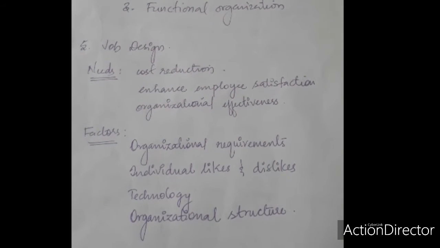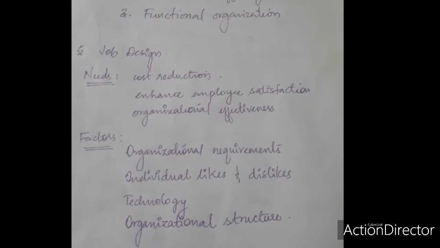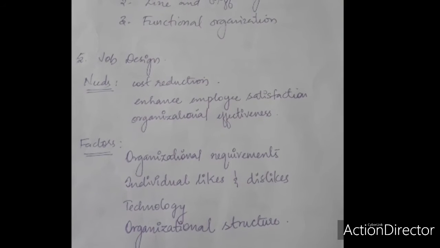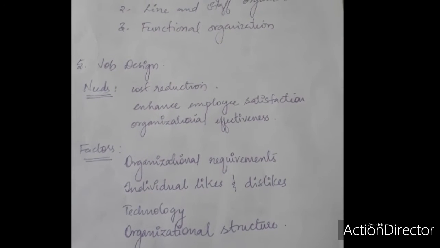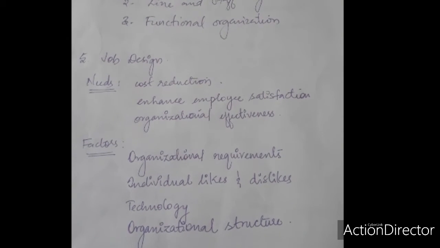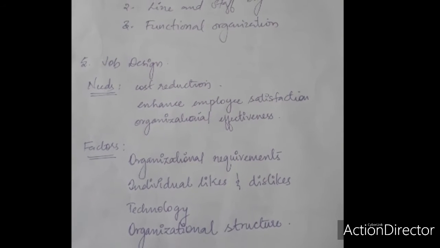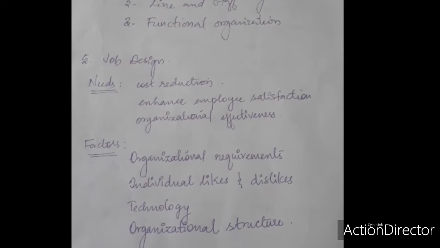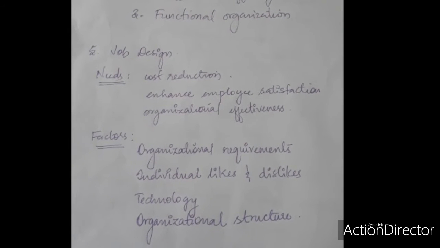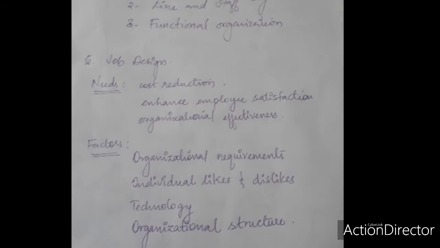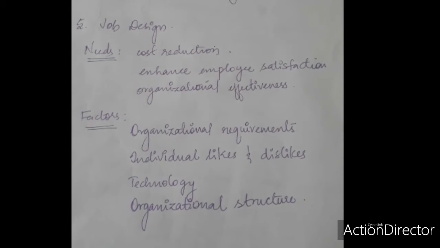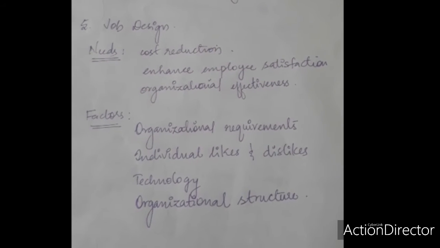Thirdly, technology. The level of technology used by the organization also affects the job design. An organization having a high level of technology will have different job designs compared to an organization having a low level of technology. The fourth one is organization structure. It affects the job design because individual jobs must fit the organization structure. Otherwise, it becomes more complicated. So these are the factors affecting job design. This much you should write for the fifth question, which contains 5 marks.